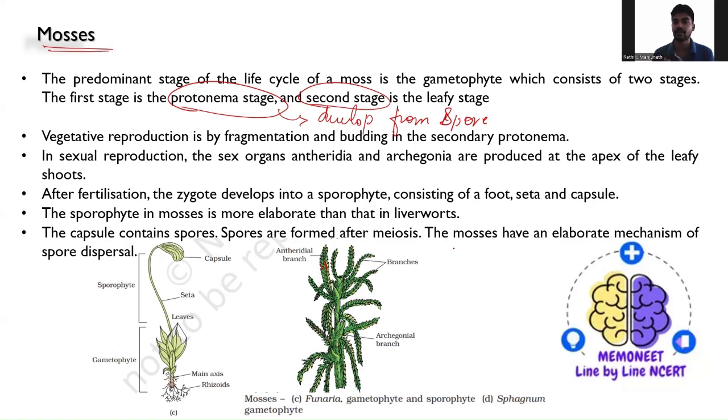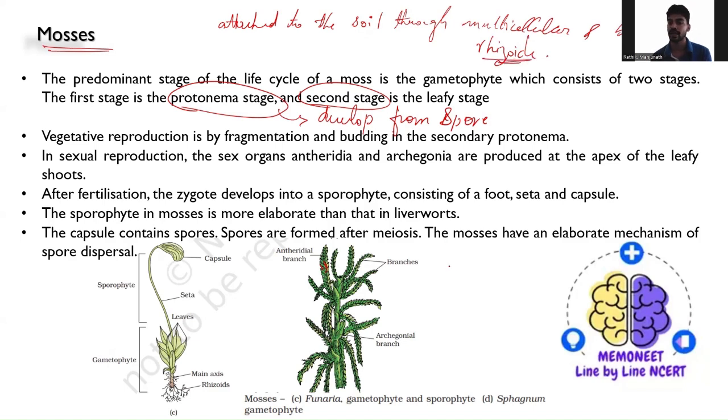And basically the plant, whatever they develop, right? So they will normally be attached to the soil through multicellular and branched rhizoids.